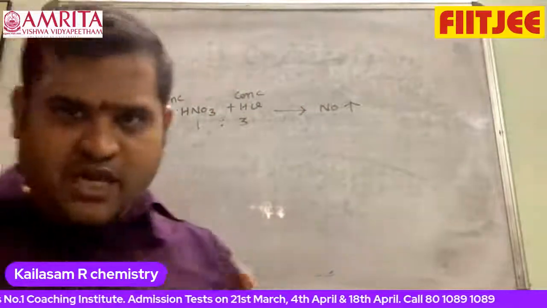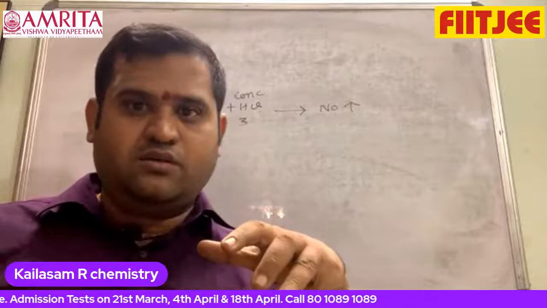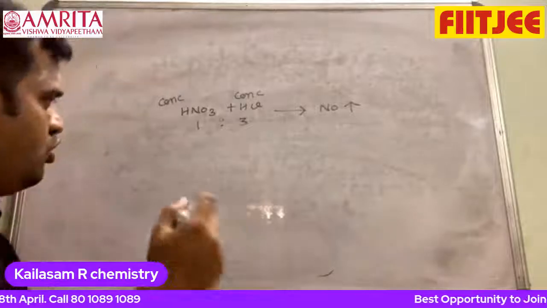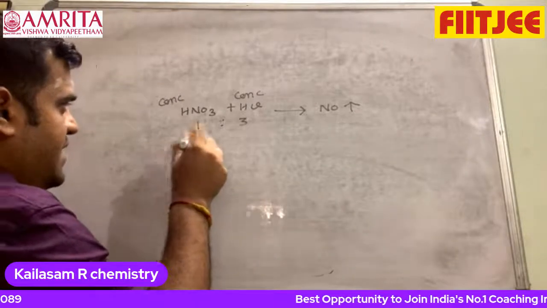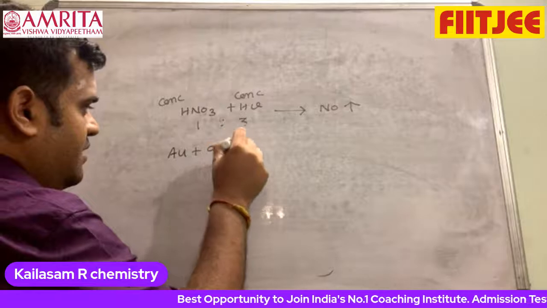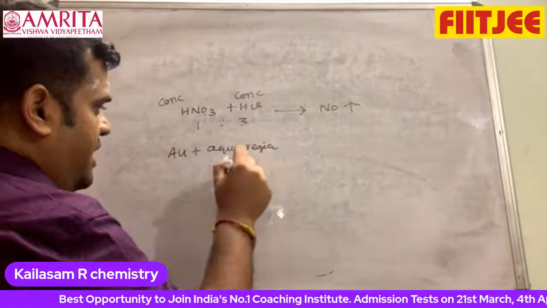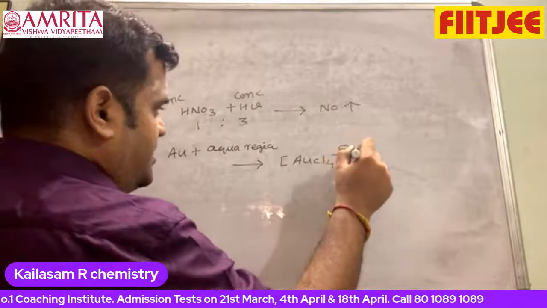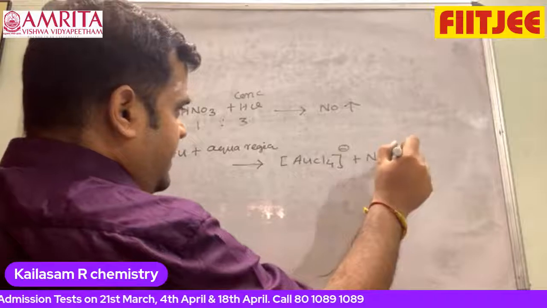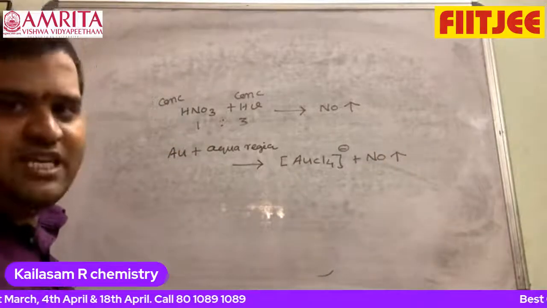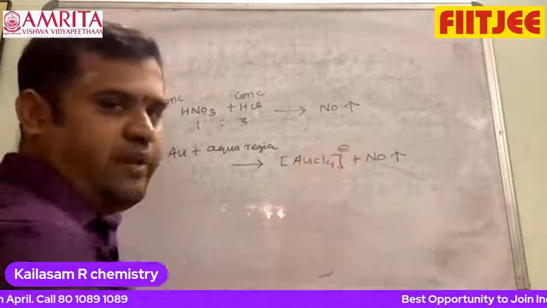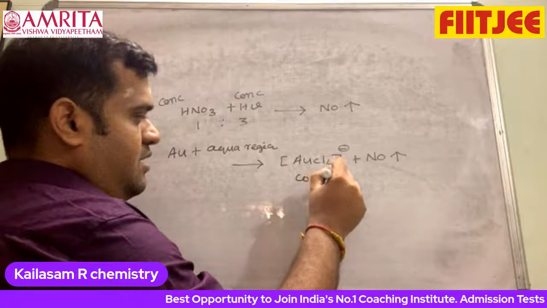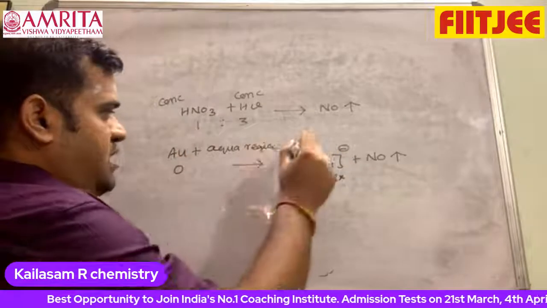Aqua regia is used for dissolving gold and platinum. And what is going to happen? Look at this. When I take gold, Au plus aqua regia, I am going to get complex formation: AuCl4 minus plus NO gas liberated. What is AuCl4 minus? This is a complex. When the complex is formed, gold goes from 0 to +3 state.